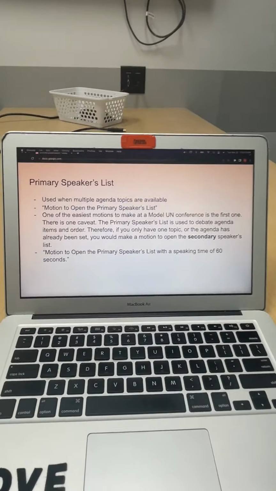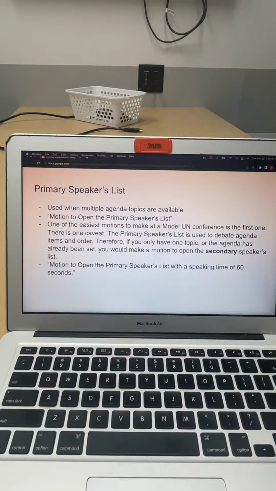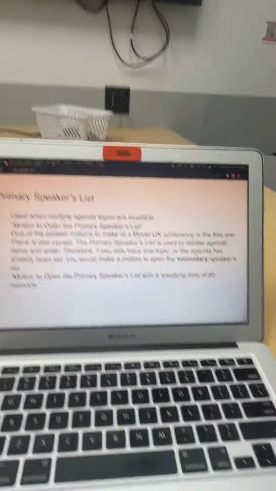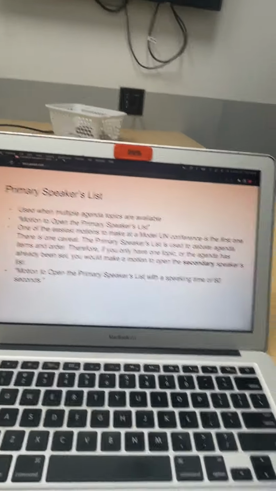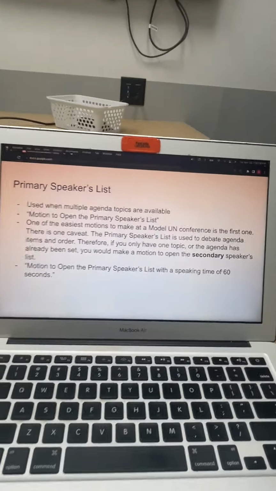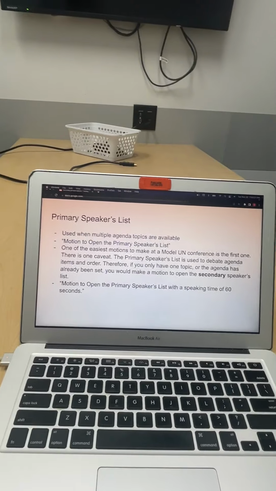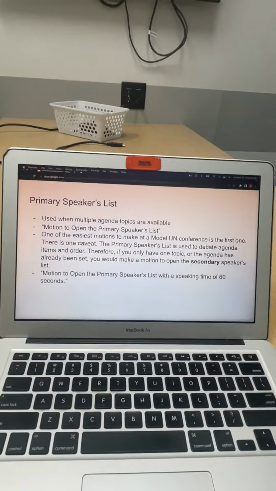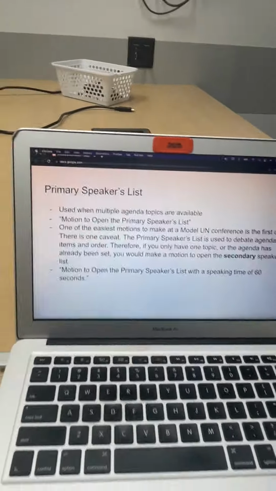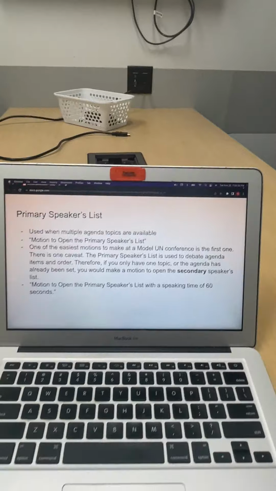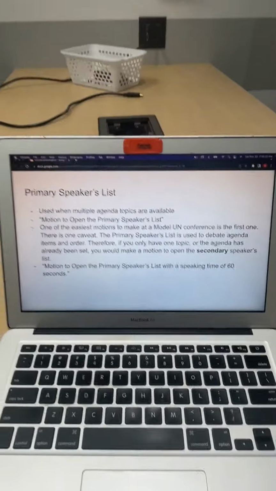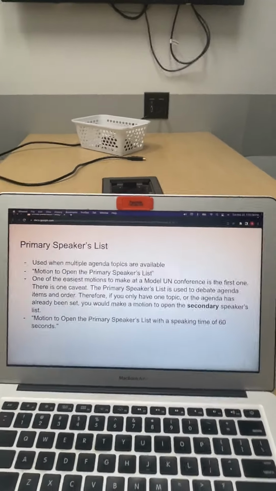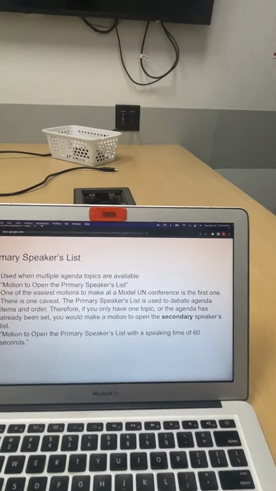The primary speakers list is used when multiple agenda topics are available. Say, for example, you have one on climate change, you have one on weapons, you have one on exploring space. There are so many different topics you have in your committee. Maybe you have a bunch of different countries represented there, and so you have a bunch of different topics to debate. In this scenario, you would have to open the primary speakers list and set an agenda. So a motion to open the primary speakers list is the motion you would use, and it's one of the easiest motions to make at a conference.